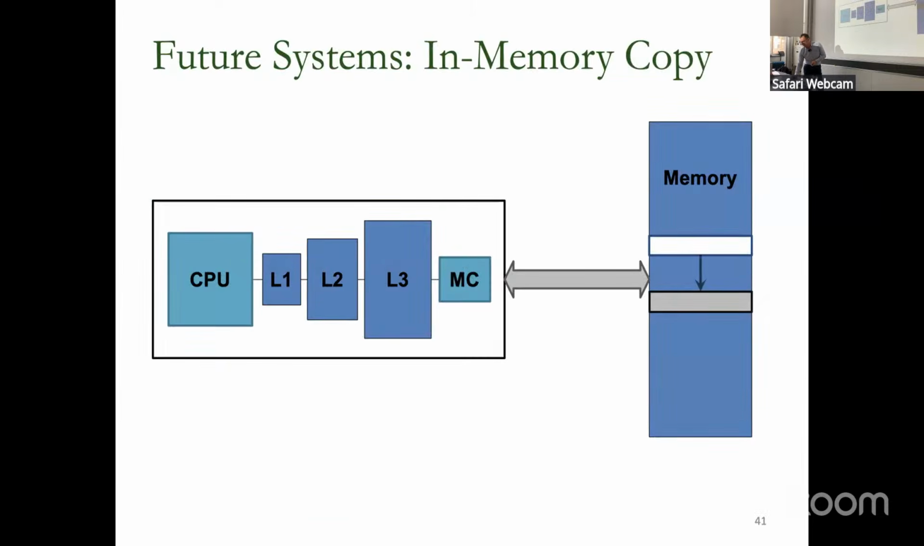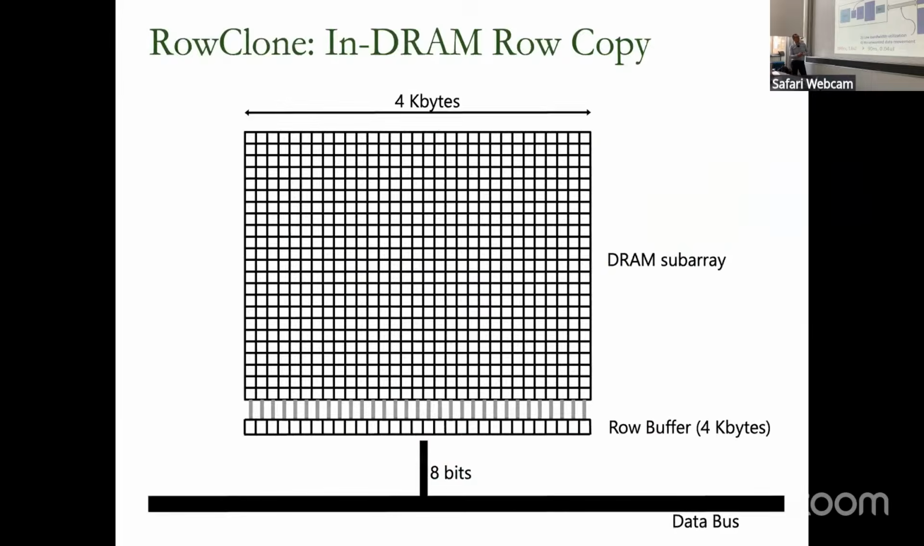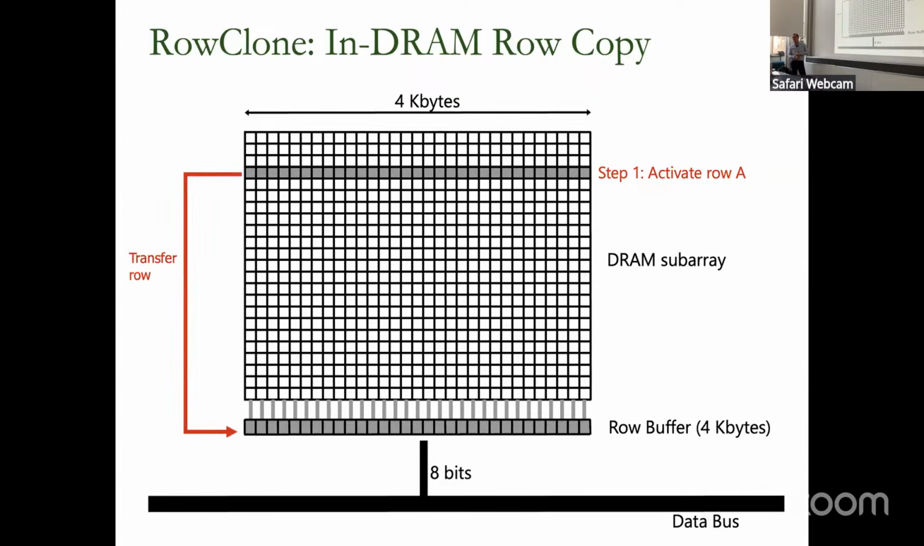Instead, if we can just do this in memory, we can significantly improve performance. And we've discussed how to do that. I'm going to skip these because we discussed a lot of this. So if you have a DRAM subarray that looks like this, a two-dimensional array of cells, and you want to copy one row to another row, the key idea of this work that we call RowClone is to activate the source row, which brings the data into the row buffer.